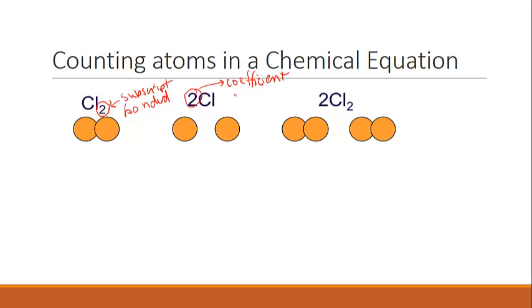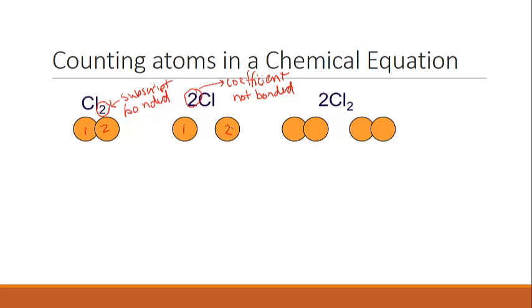This means that they are not bonded. But we still count 2. So both of these examples have 2 atoms of chlorine, 1, 2, 1, 2. But the difference between the two is when it's a subscript, those 2 atoms are bonded. When it is a coefficient, they are not bonded.